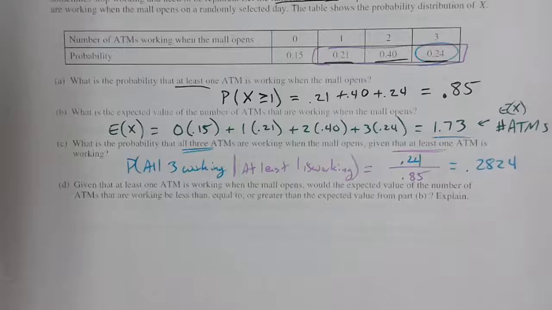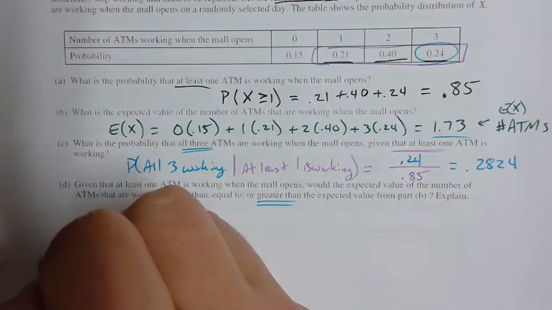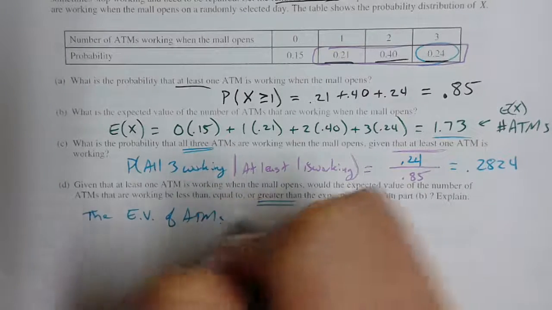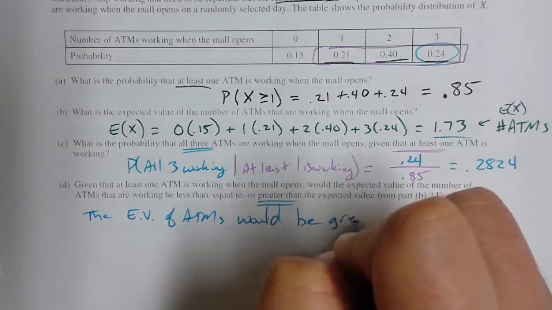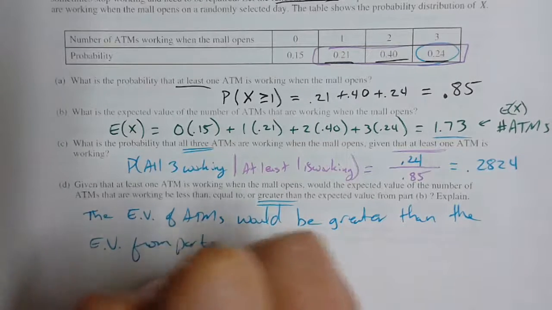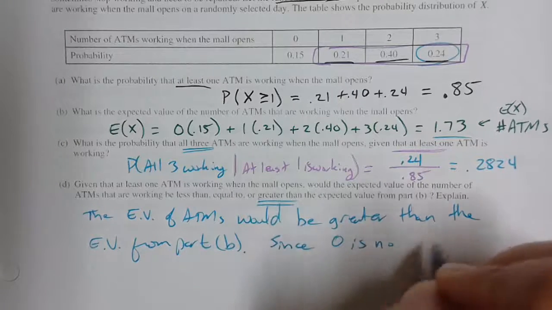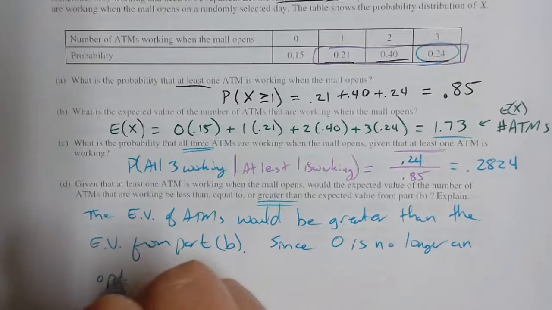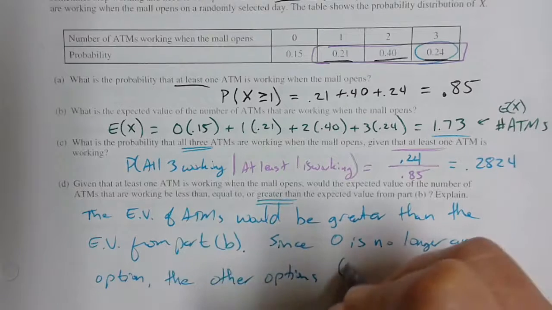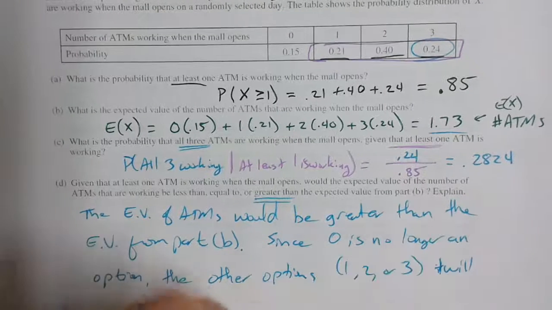So the expected value of ATMs would be greater than the expected value from Part B. And really, we can justify it by just mentioning the fact that since 0 is no longer an option, the other options of 1, 2, or 3, their probabilities will all increase in likelihood, increasing the expected value.